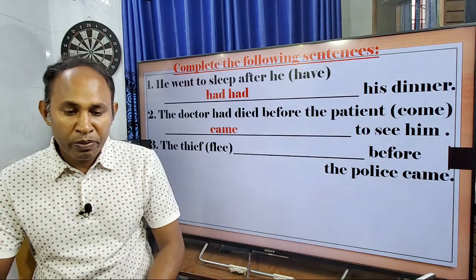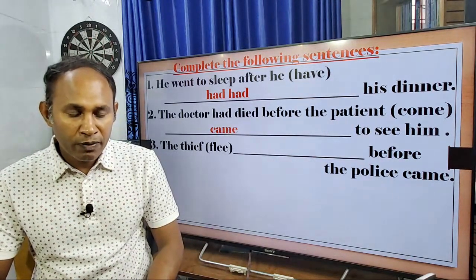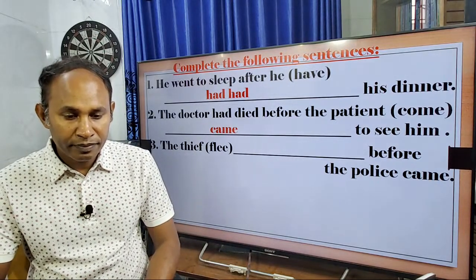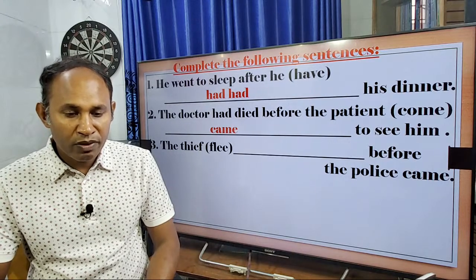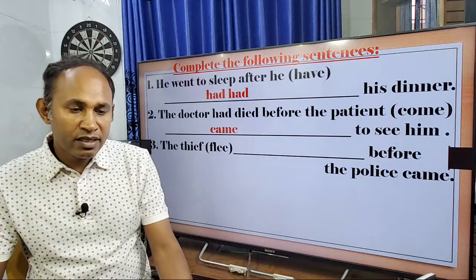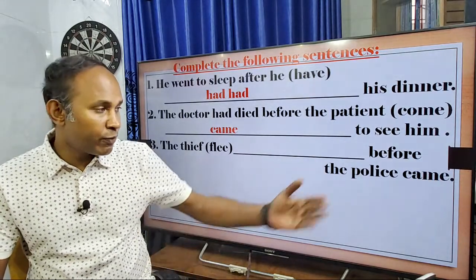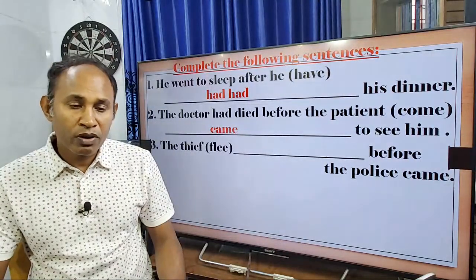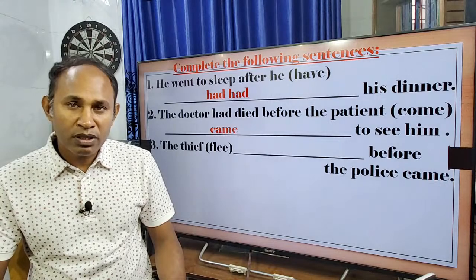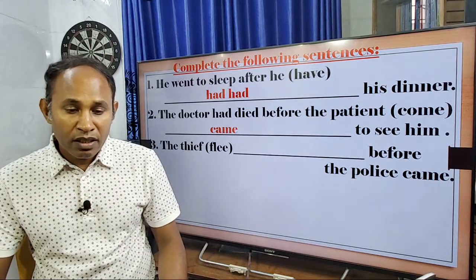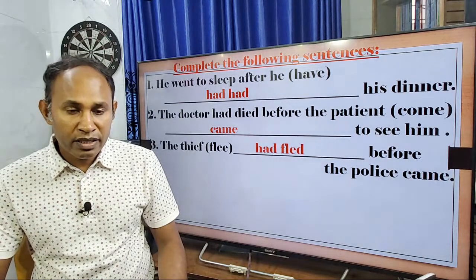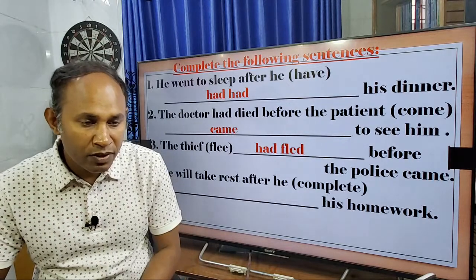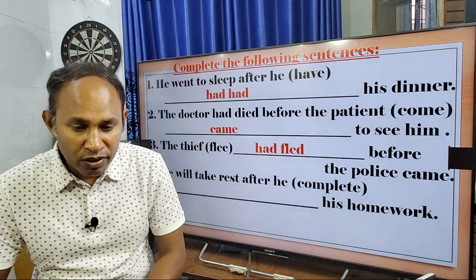And Najmu Saki, would you please correct the spelling? Fled. Yeah, that's good. Thank you very much. I've got your answers. And this is right because before, there is connection before. And before, if you want to use any tense before, then we'll have to use the past perfect tense. That's why your answer is absolutely the right answer. Good, congratulations. And the next question for you: he will take rest after he complete his homework.